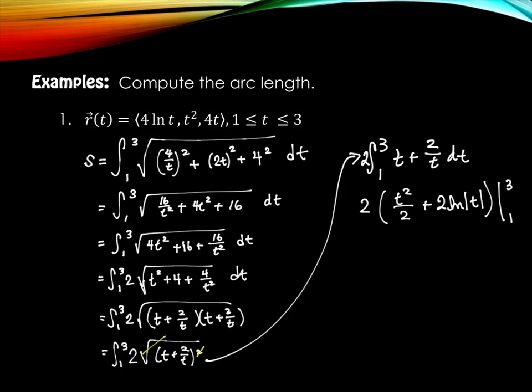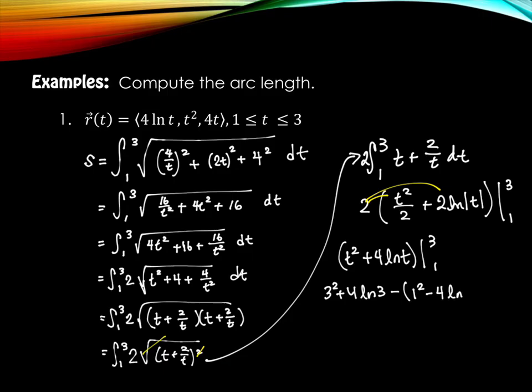And you could distribute this 2 through. It would be kind of a nice thing to do at this point, simply because it simplifies well. So you'd have t squared plus 4 natural log of t, and then we're going to evaluate at 3 and 1. So I have 3 squared plus 4 natural log of 3 minus 1 squared minus 4 natural log of 1.